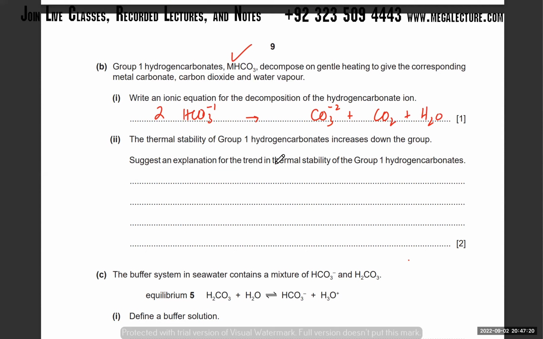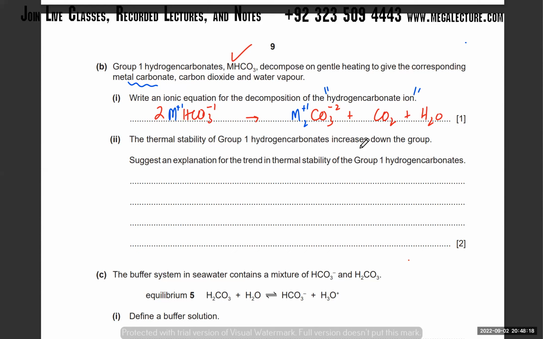Now, sir, is this equation fixed or no? You just had to guess the equation. This equation is not in your syllabus. They gave everything over here: there was an MHCO3, so it was M plus one, HCO3 minus one, and it was forming a metal carbonate. You knew that M was plus one, so the formula of the metal carbonate would be M2CO3. That's why I wrote 2 over here, because there were 2 M's in this formula, so there should be 2 MHCO3, right? And there was CO2 and water vapor also getting formed. So all I did was get rid of the M. Okay, sir. He was only looking for the ionic equation for the decomposition of the hydrogen carbonate ion.